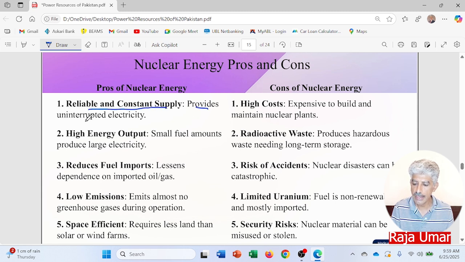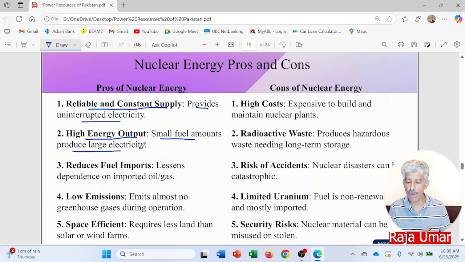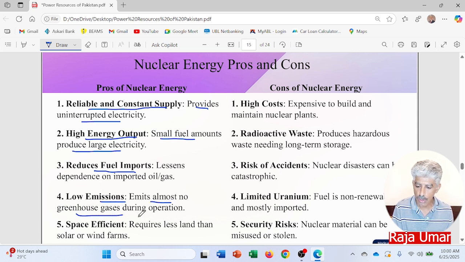It provides uninterrupted electricity, with high energy output. A small fuel amount produces a large amount of electricity. So it means that a small quantity of nuclear fuel can produce a huge amount of energy. This reduces fuel imports, as we are importing a lot of furnace oil, gas and coal for the sake of generating power in the thermal power stations. If we are able to generate more power through nuclear means, we will be saving a lot of foreign exchange for us.